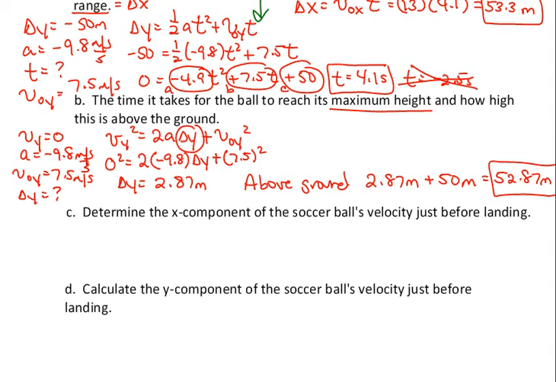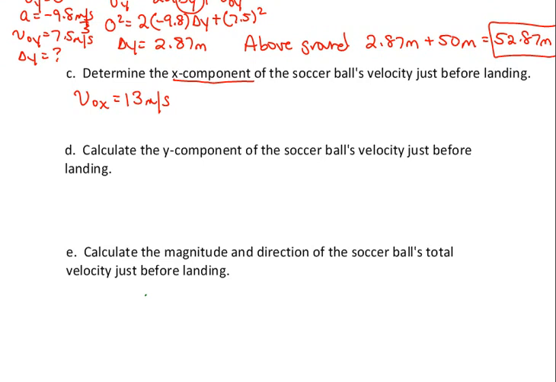Now, part C is asking us how fast the ball is moving horizontally, the x component of its velocity, just before it lands. And remember, since there are no forces acting on the ball horizontally, that horizontal component of its initial velocity has never changed. So it is still moving at 13 meters per second just before it lands. Now the y component of its initial velocity has been changing throughout the flight of the soccer ball, and that's because of the unbalanced force of gravity.